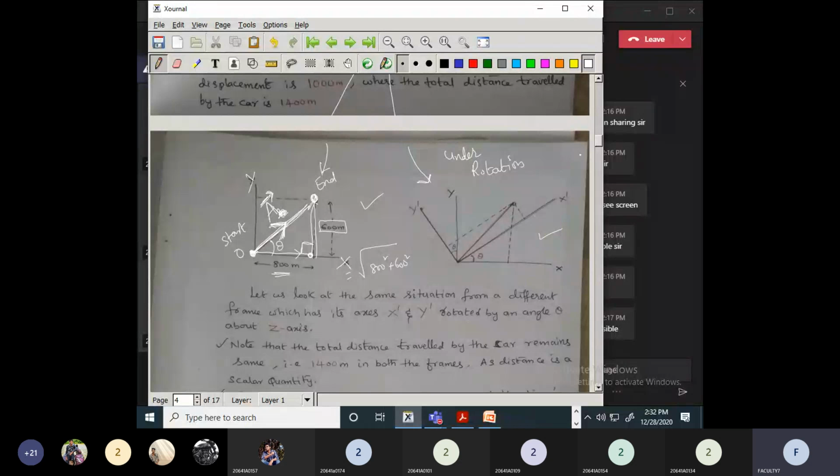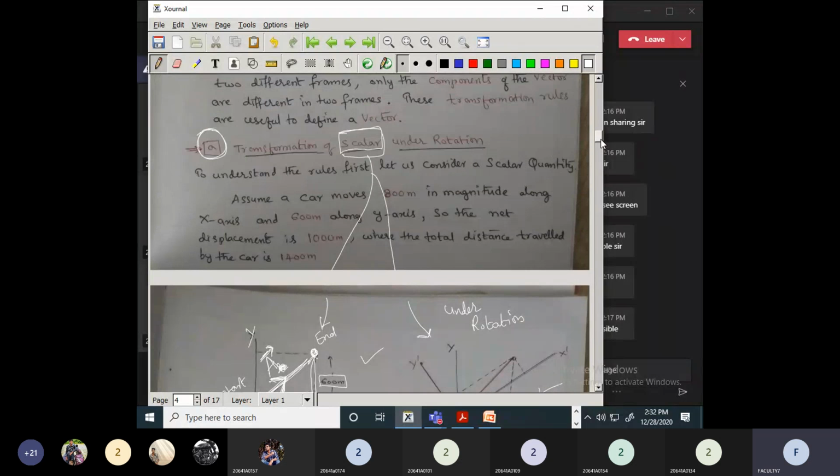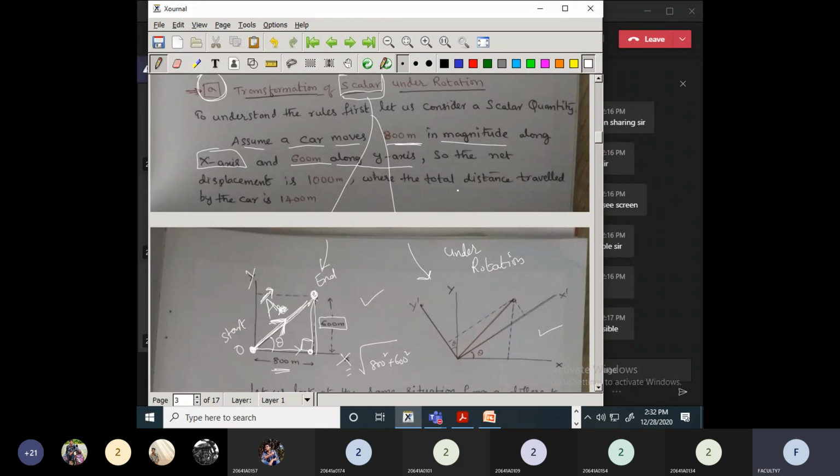Now what was the result you got in the explanation? Let us see the same explanation I had mentioned here. Assume a car moving 800 meters in magnitude along the x-axis. Next, from there it moved 600 meters along the y-axis. Now what is the resultant displacement here? The resultant displacement is 1000 meters. How did you get this as 1000? You substitute the values here. So here the result is 1000 meters. So this was the comparison without rotation. Now the same thing here.